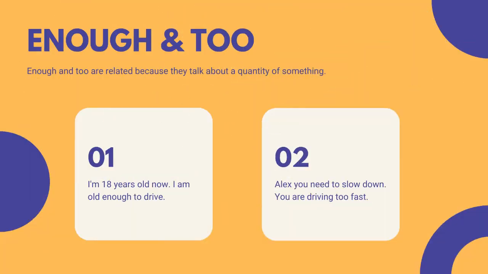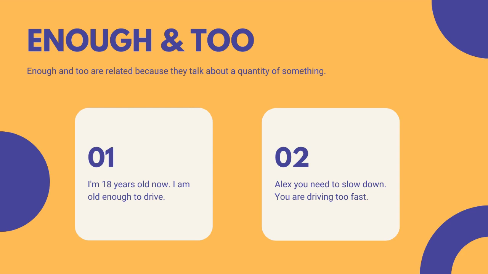So enough and too are related because they talk about a quantity of something. In the first example sentence, the quantity was about age. How many years someone has lived. So if I say, I'm old enough to go out on my own, this means I have the necessary years in my life to go out alone. I'm 18, 19, 20. I'm old enough.